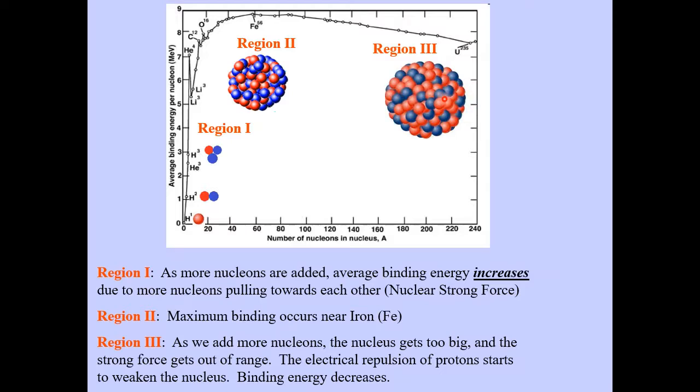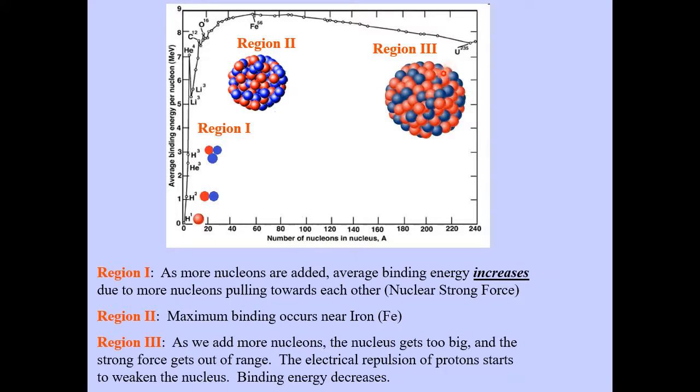Now, it's all relative, right? This is only something like 10 to 15 femtometers, which is 10 to the minus 15 meters. However, the range of the nuclear force is less than that. So these nucleons over here are not attracted to the ones on the opposite side of the nucleus.